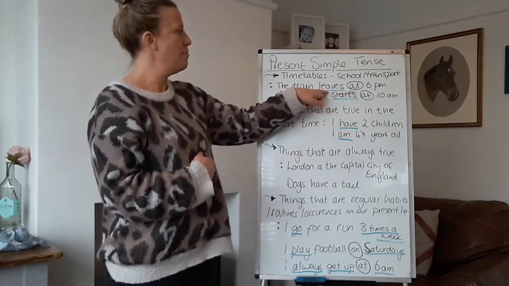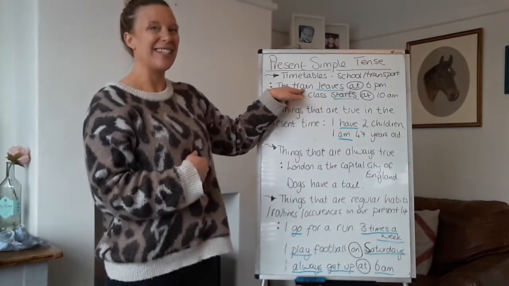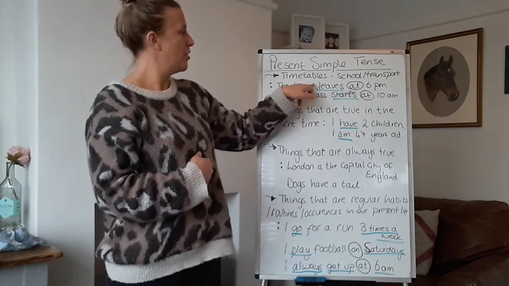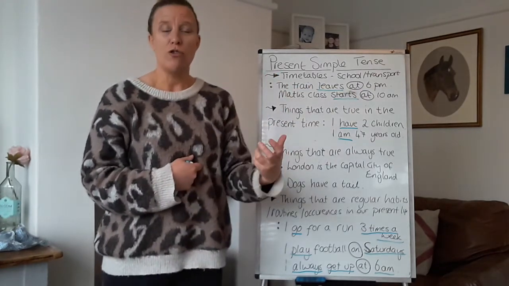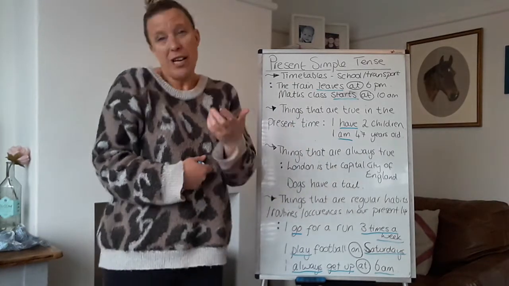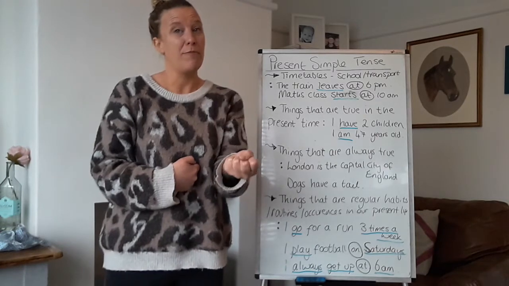Okay, so we've got our verb to leave, and in the present simple we add an S for it, but we'll talk about that in a minute. The train leaves at 6 p.m, so we're using the present simple tense, not the future will leave. We can do, but often we use the present simple tense for fixed timetables.